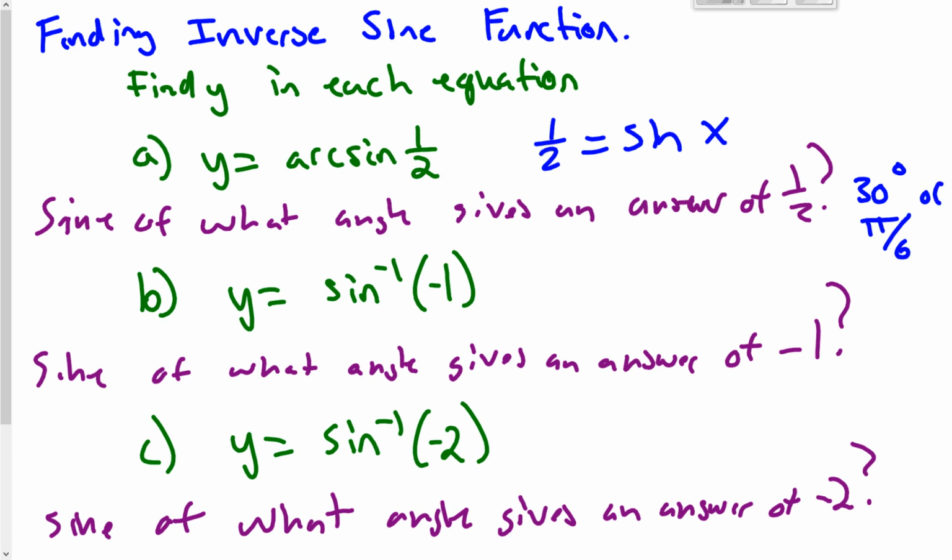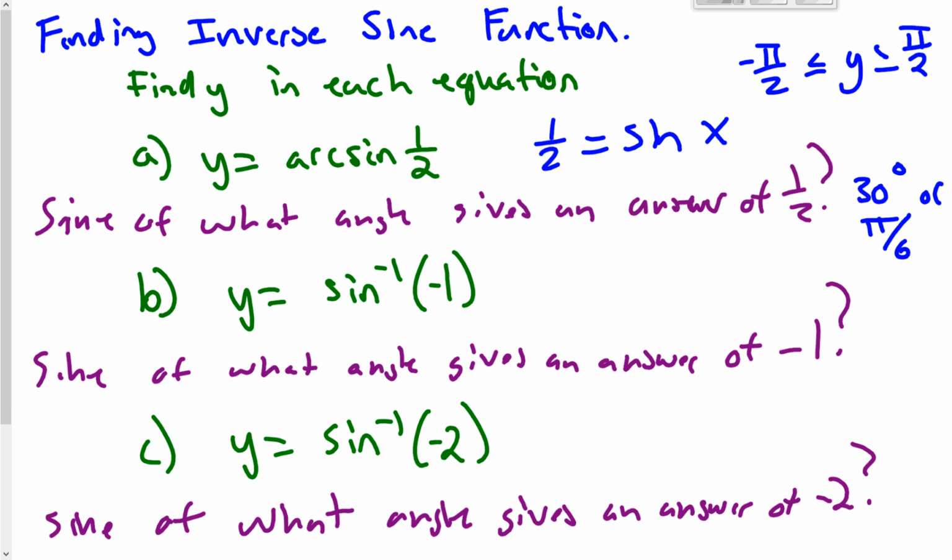What gives us sine of 1/2? Also, what would give us 1/2 would be 150 degrees. So 150 degrees, but we are between, right? Our domain is restricted between negative pi halves and pi halves, correct? So that's why I couldn't do the 150 or the 5 pi/6.